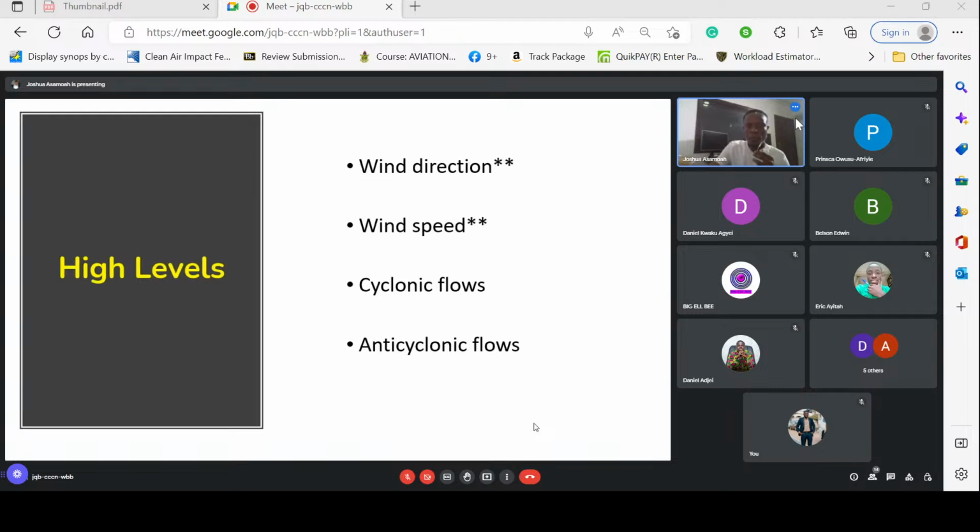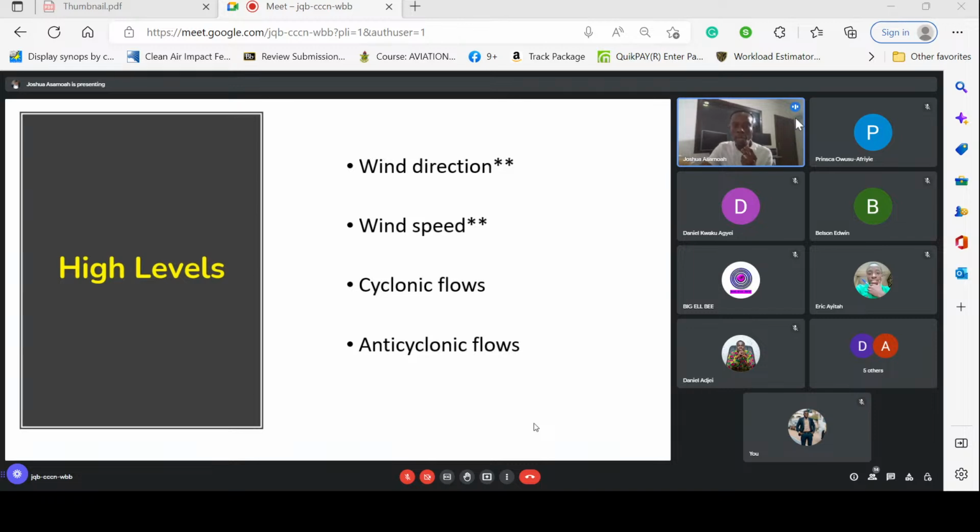And then the high levels. For the high levels, I have asterisks on the wind direction and the wind speed because I'll go back and explain that. So you are still interested in the cyclonic and then anticyclonic flows here. When you have cyclonic at the lower levels, cyclonic at the mid levels, and anticyclonic at the upper levels or the high levels, then that's the ideal case for convection to happen, cloud formation, and these kinds of rainfall that we get.